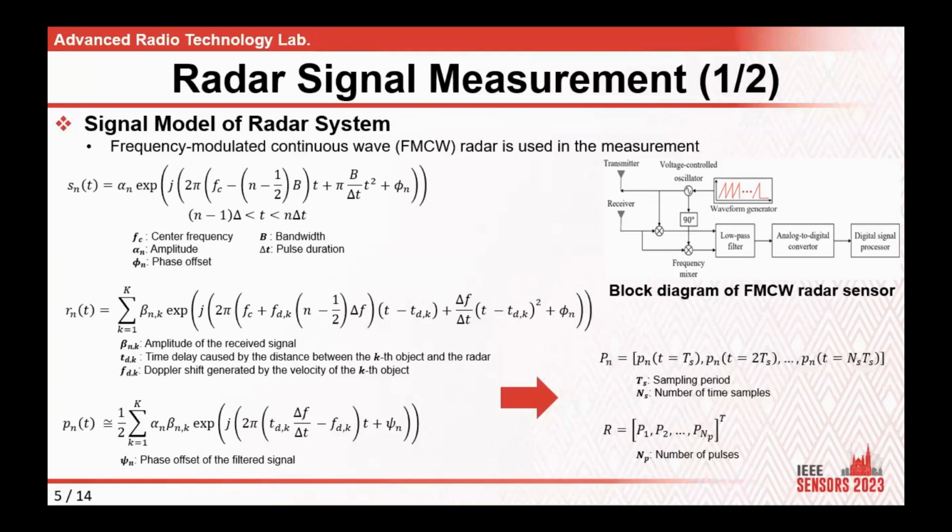Then the signal passing through the frequency mixer and low-pass filter is expressed as p sub n of t. And the signal sampled through the analog-to-digital converter is expressed as capital P sub n. Finally, the raw data acquired through the radar sensor is equivalent to capital R.